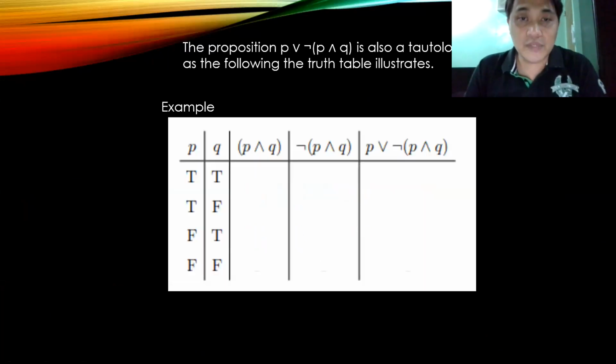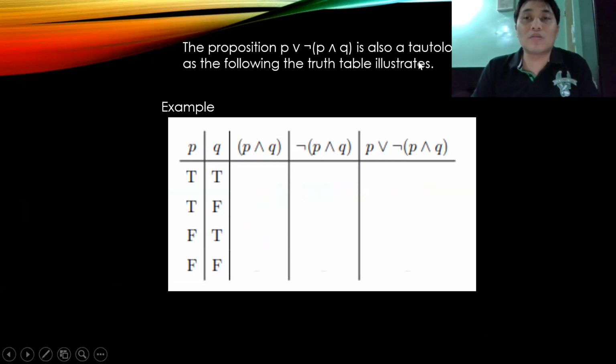I have some examples of tautology. Let us see our example truth table illustrated below. I have given statements P and Q. For P, I have true, true, false, false, and for Q, I have true, false, true, false.